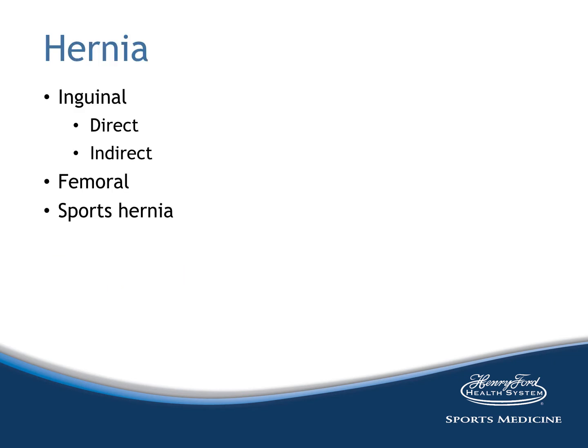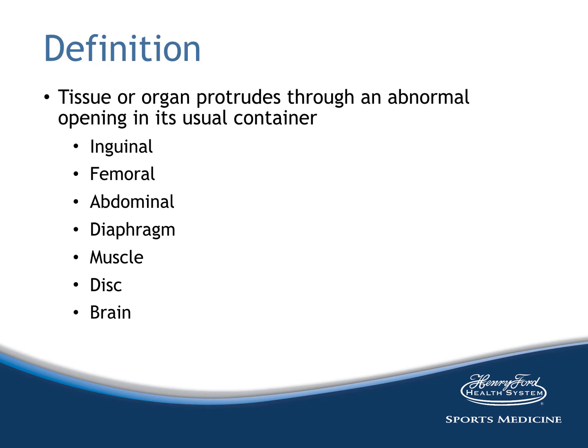Let's move on now to hernia. When you talk about hernia, what we're going to focus on are the inguinal hernias, both direct and indirect, femoral hernias, and sports hernias. There are many, many other types of hernias. A hernia is simply a tissue or organ that protrudes through an abnormal opening in its usual container. Most commonly, we're talking about inguinal hernias when we use this term in sports medicine, although femoral hernias, abdominal hernias, diaphragmatic, muscular hernias, disc herniations, brain herniations all can occur.